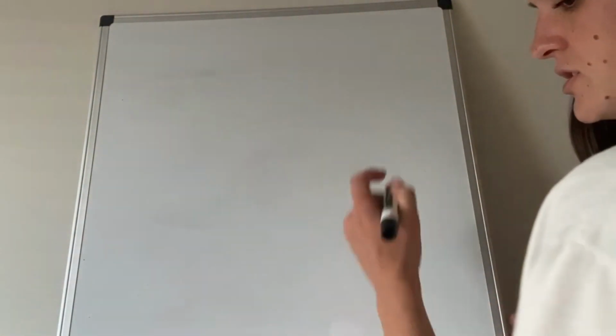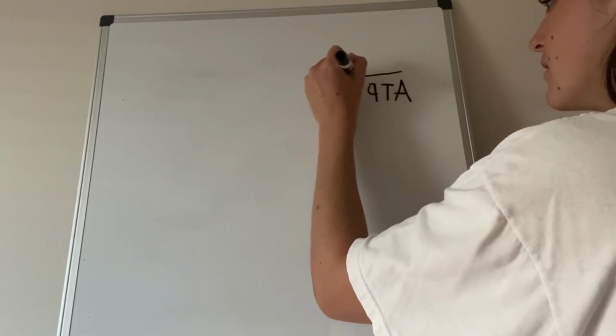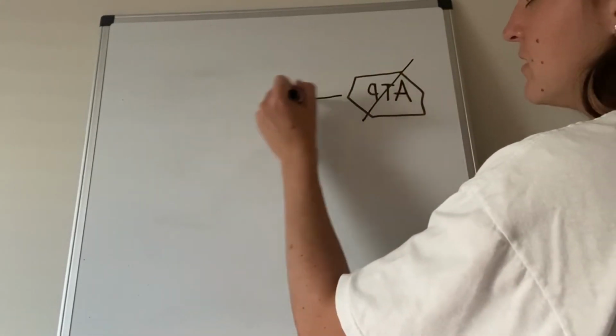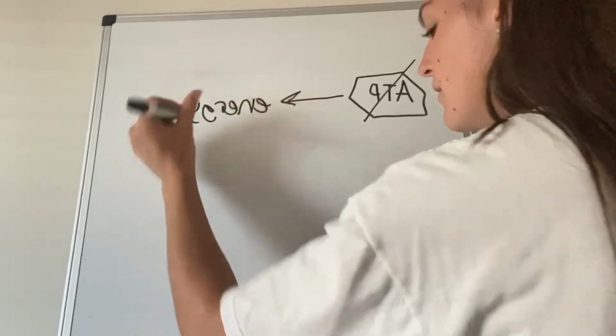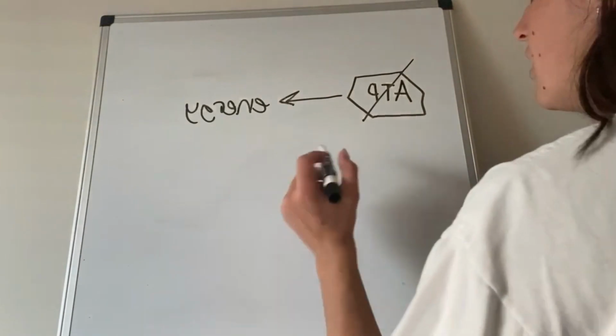So, after the formation of the cross bridge, ATP is going to break down and create energy. This will enable our myosin to pull on the actin.